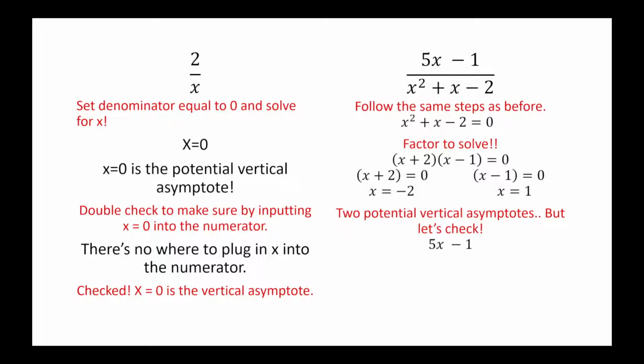So let's go ahead, take the numerator, and plug in each of these values into the numerator to see if the numerator ends up equaling 0. This then would invalidate these asymptotes. So when we plug in -2, we get 5 times -2, which is -10. -10 minus 1 is -11. So this checks out. That doesn't equal 0. Let's try the next. Let's plug in 1. 5 times 1 is 5. 5 minus 1 is 4. This again checks out. This does not equal 0. So we have these two vertical asymptotes, x equals -2 and x equals 1.